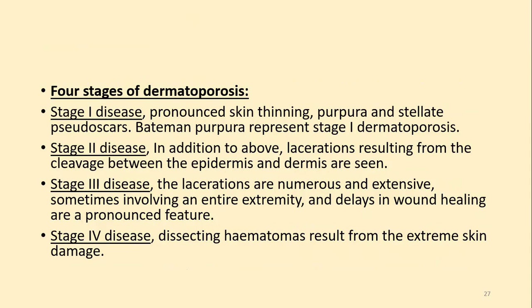In stage 2 dermatoporosis, in addition to the above signs, there is laceration resulting from cleavage between the epidermis and dermis. In stage 3, the lacerations are numerous and extensive, sometimes involving the entire extremity. There is delay in wound healing as a pronounced feature. In stage 4, there are hematomas resulting from extreme skin damage.